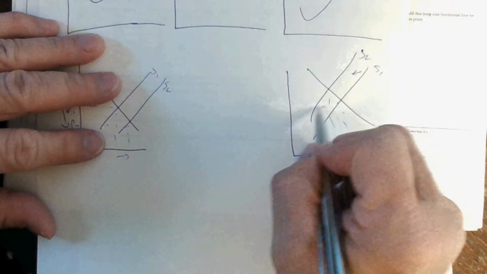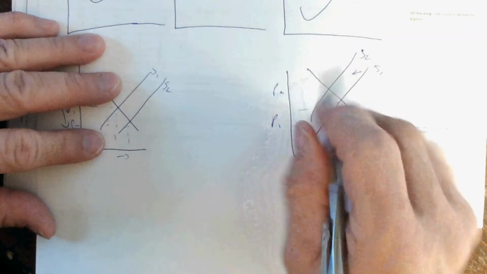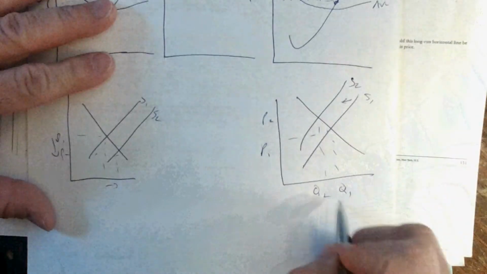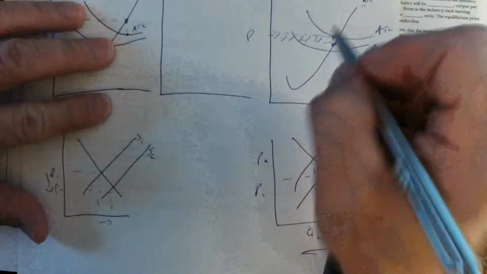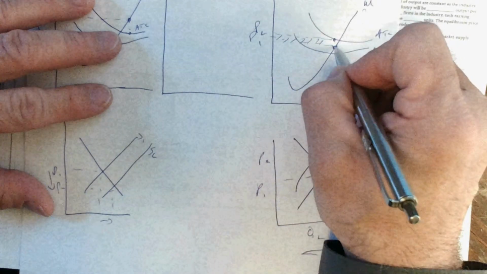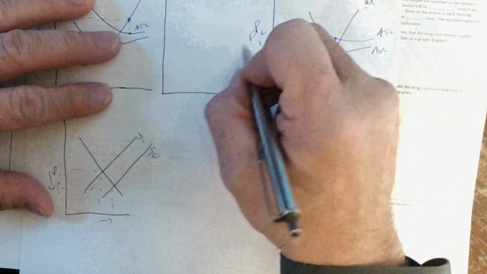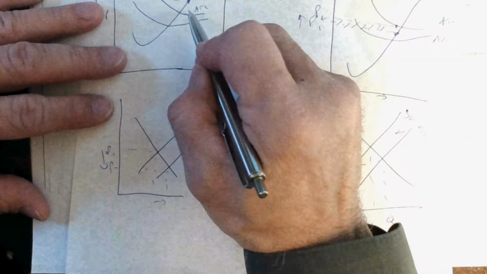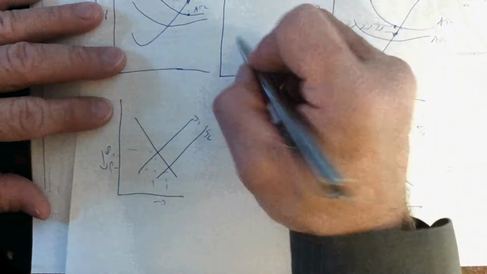Firms will leave the industry because there are no barriers to entry. Quantity in the market will fall. Price will rise. Now, although the quantity in the market will fall as firms leave, firms will respond positively to this increase in price by producing more. So it moves the opposite way.